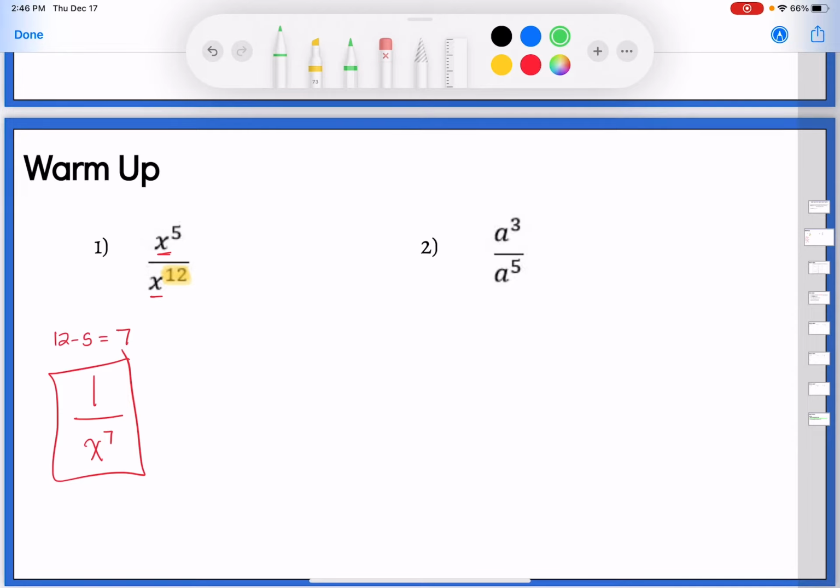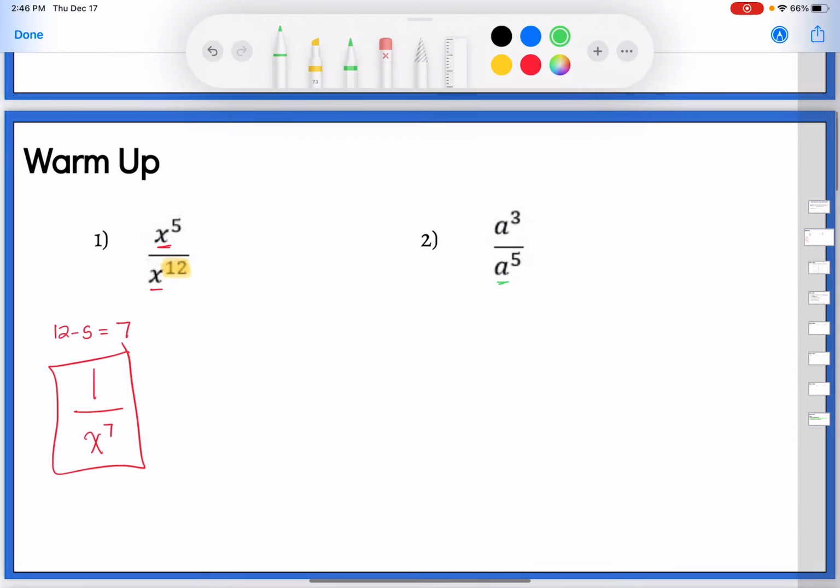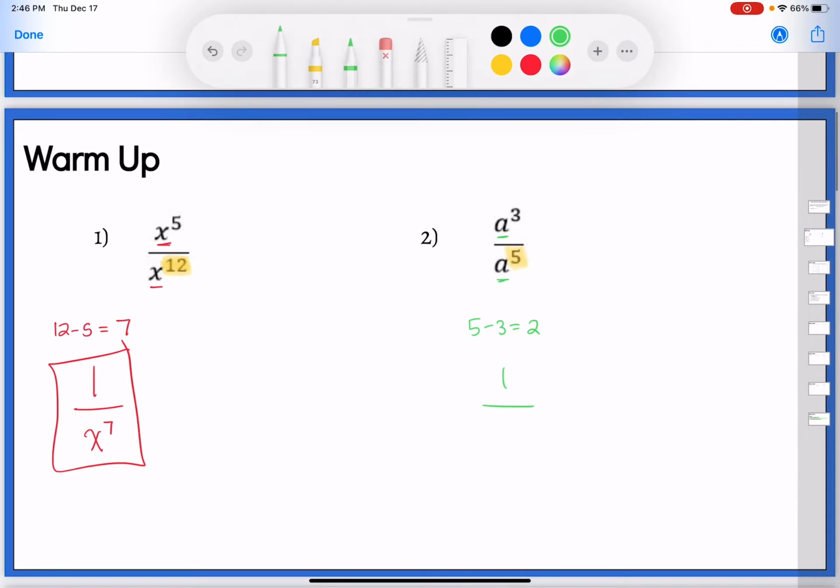Over here on number 2, you could say, all right, well, same idea, right? Dividing like bases, both are a's here, right? So I do 5 minus 3, which gives me 2. So I have a to the 2nd is left. And where's my larger exponent? Down here at the bottom. So this would be 1 over a to the 2nd.